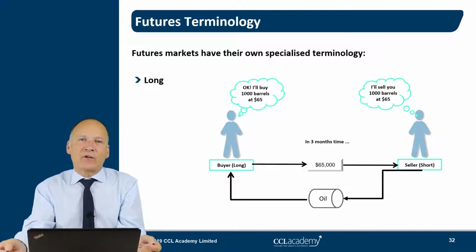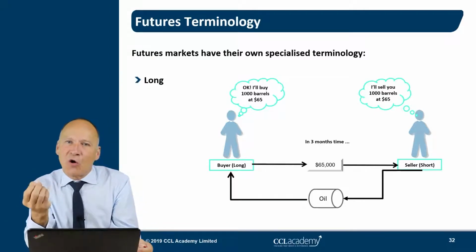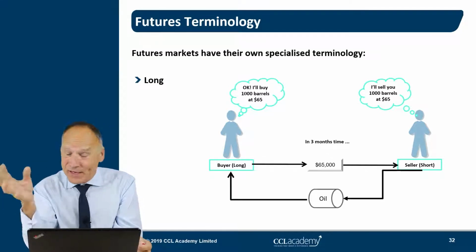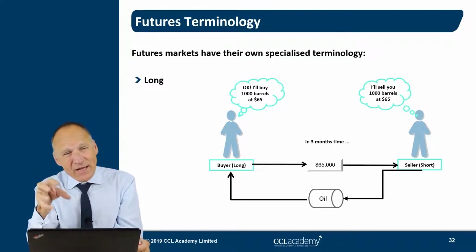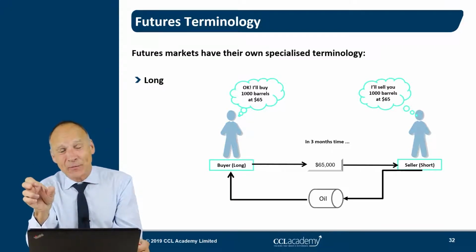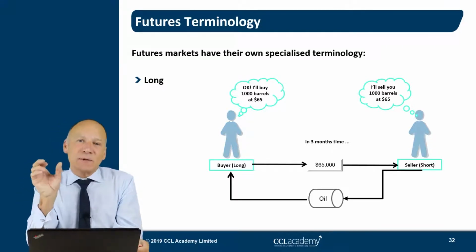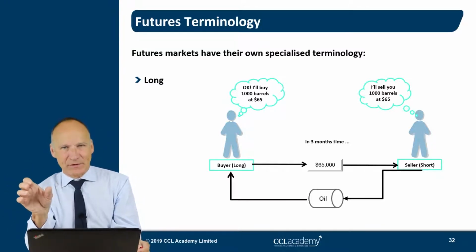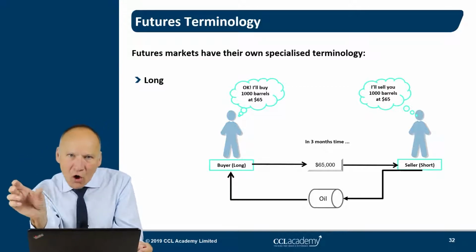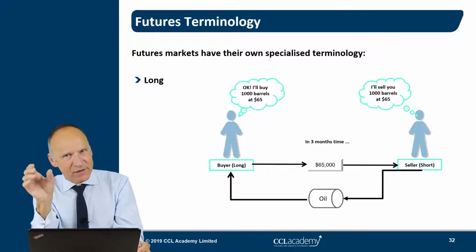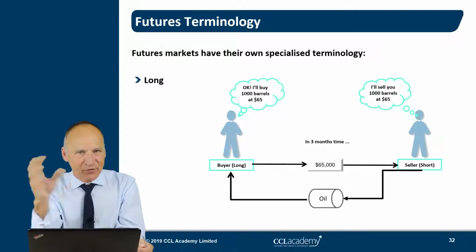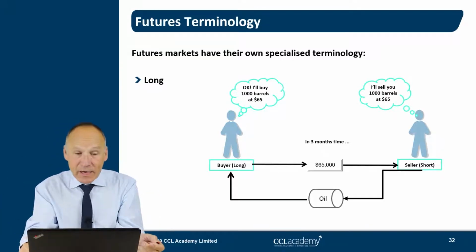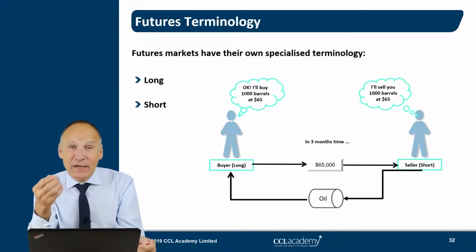And we start off by using the word long. Now, all long means in the financial markets, and specifically here in derivatives, is long is shorthand for the buyer. So the buyer that's committed to buy the oil in 3 months' time is the long participant. So we talk about them being long futures contracts. So they are committed to buy in 3 months' time at $65 a barrel. In contrast, the seller is short.